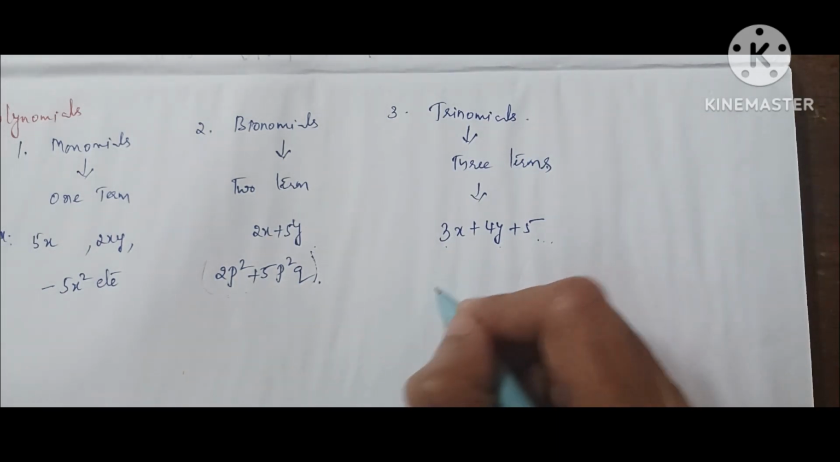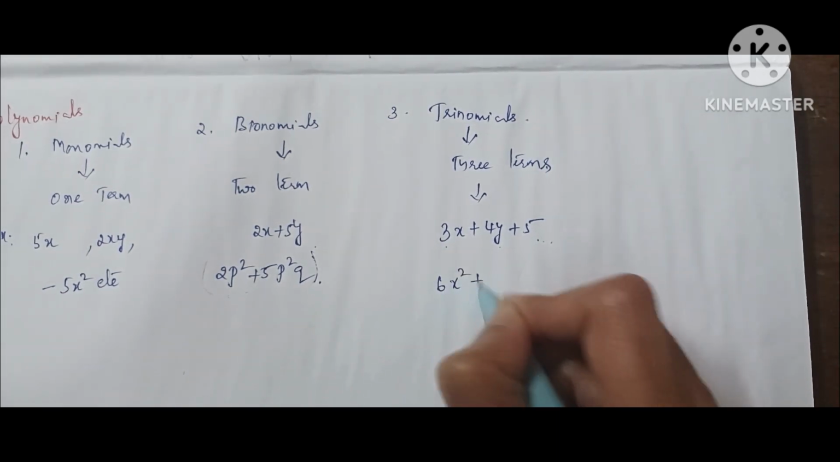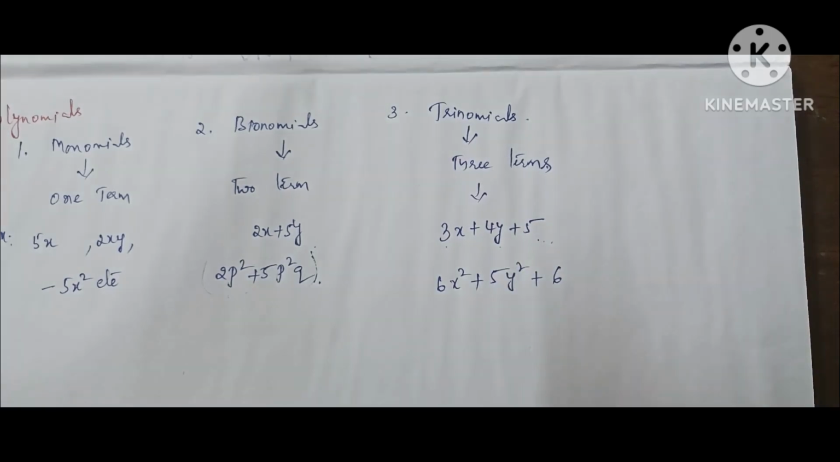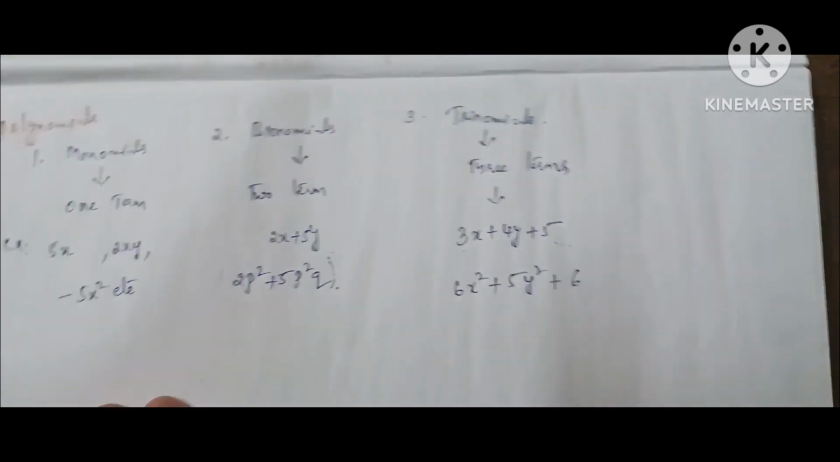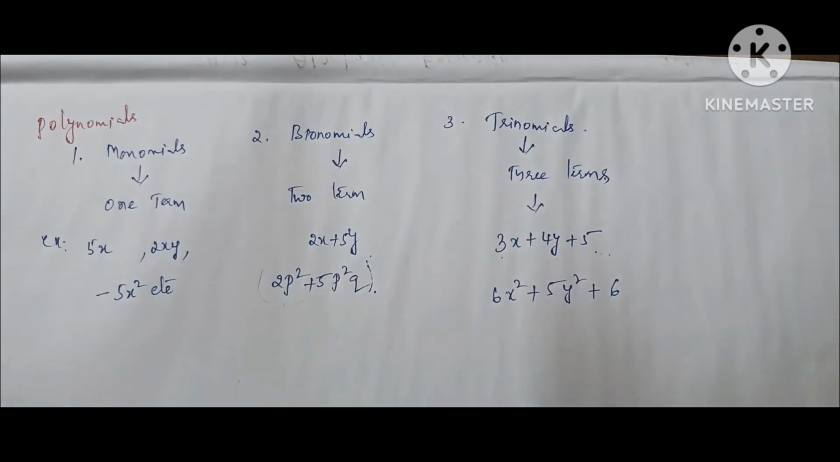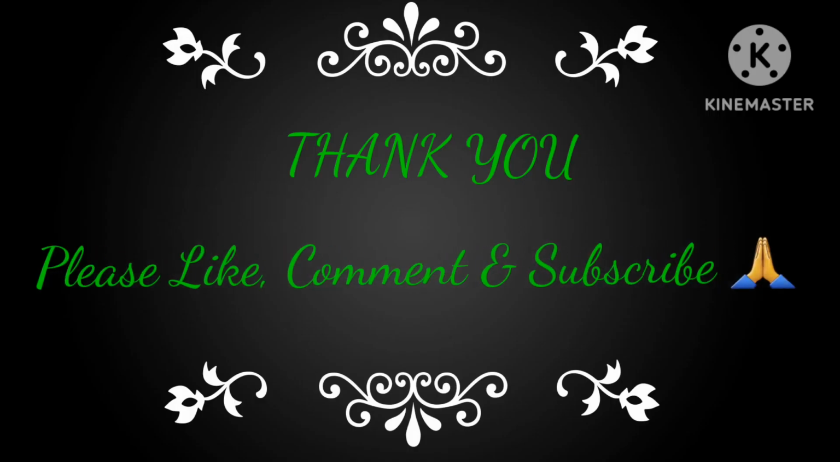One more example: 6x square plus 5y square plus 6. This is also a trinomial. So polynomials are divided into three types: monomial, binomial and trinomial. These things come under the introduction part.